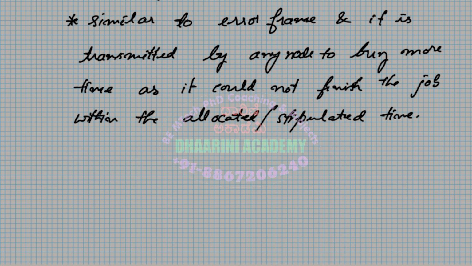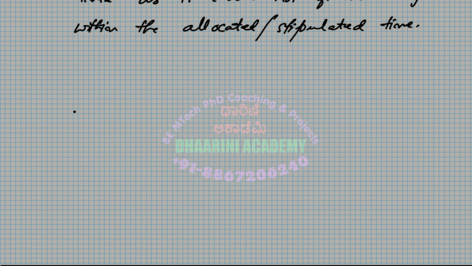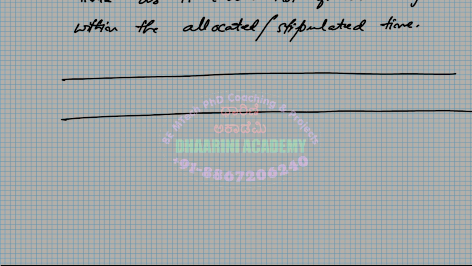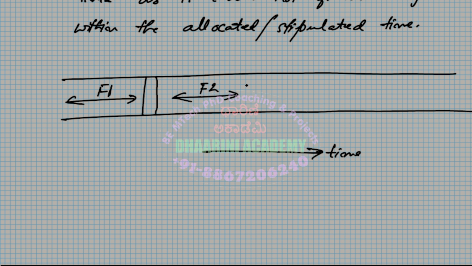It looks something like this, so I'll just write a diagram. Let's say this is the time, the horizontal axis is the time. One frame is over, this is frame one, let's assume. Normally you give a small gap between them so that the second frame can be sent after. This is frame two. Any frame can be present here, it can be a data frame, remote frame, or whatever.